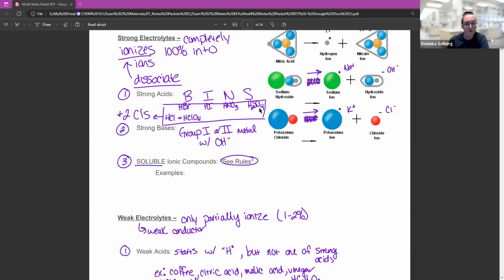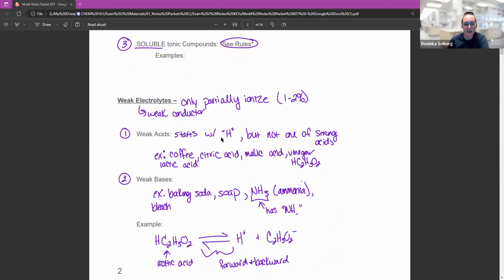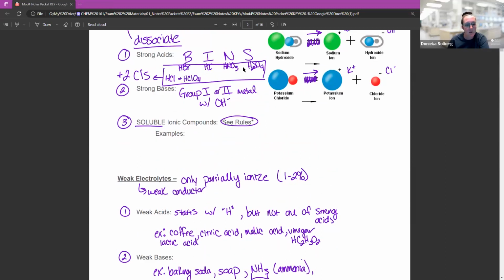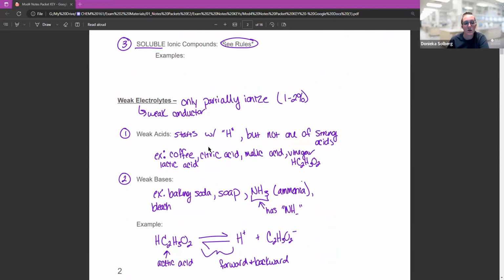If it is not one of these 6, then it's a weak acid. Okay, so anything that starts with an H but is not the binary acids or the chlorines is going to be a weak acid. Okay? So like coffee has weak acids in it. Citric acid is a weak acid. Malic acid, vinegar, lactic acid. These are all things that you've probably heard of before.